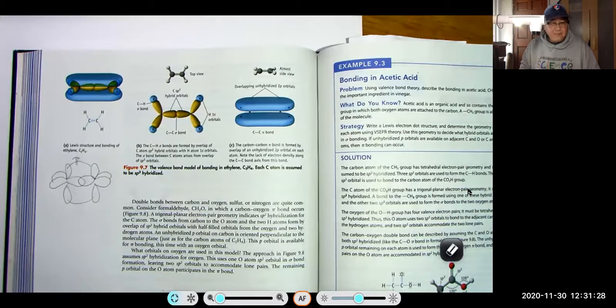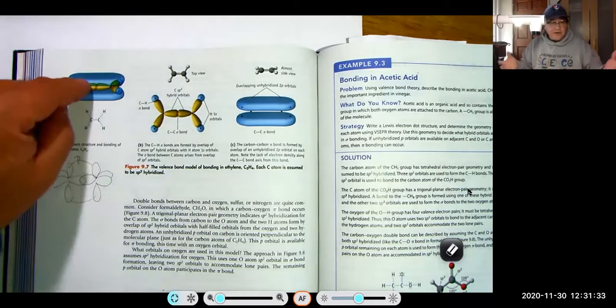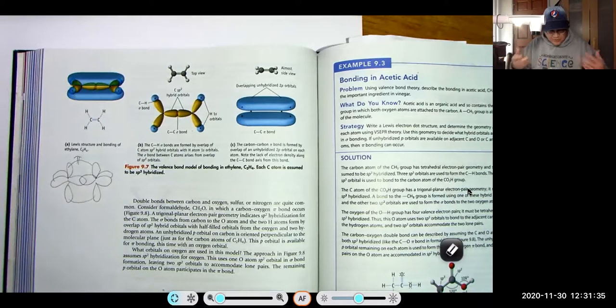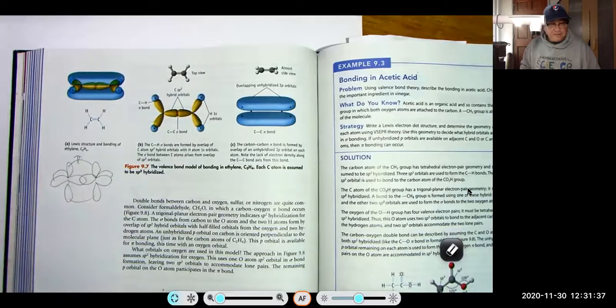Okay? So this is the way I draw it. This is the way your book draws it. If you're supposed to draw something like this on a test or homework, you can draw it this way. That's fine.